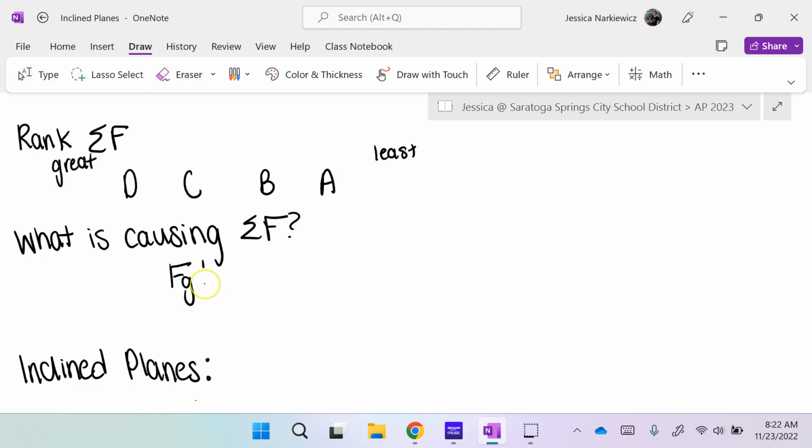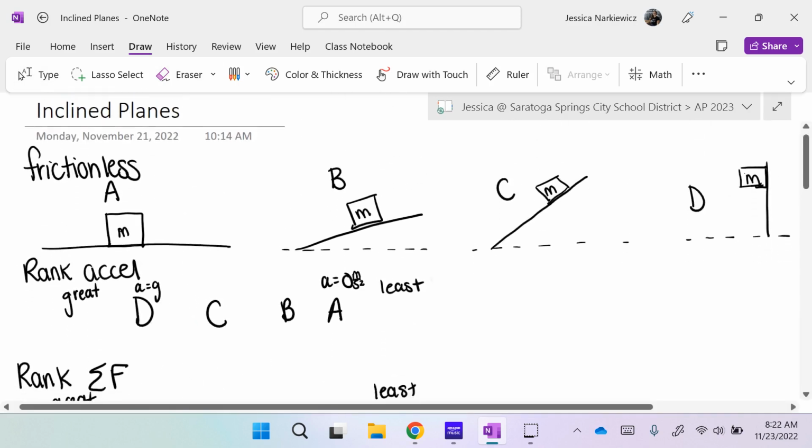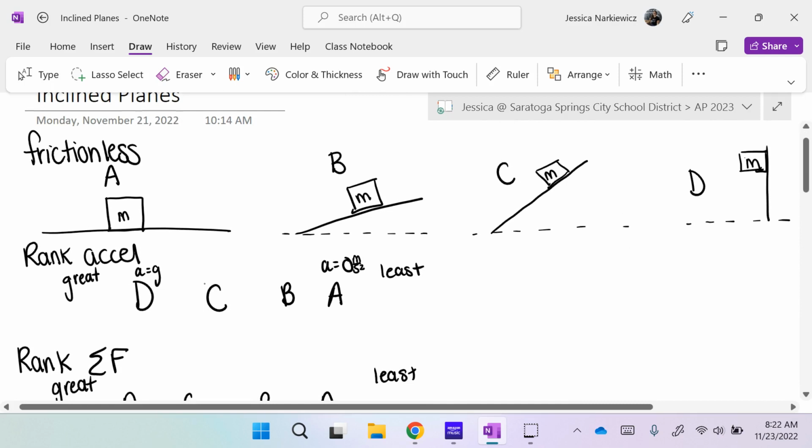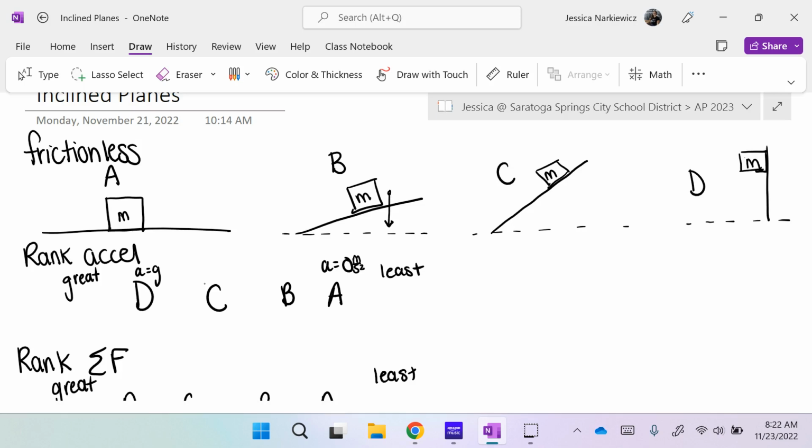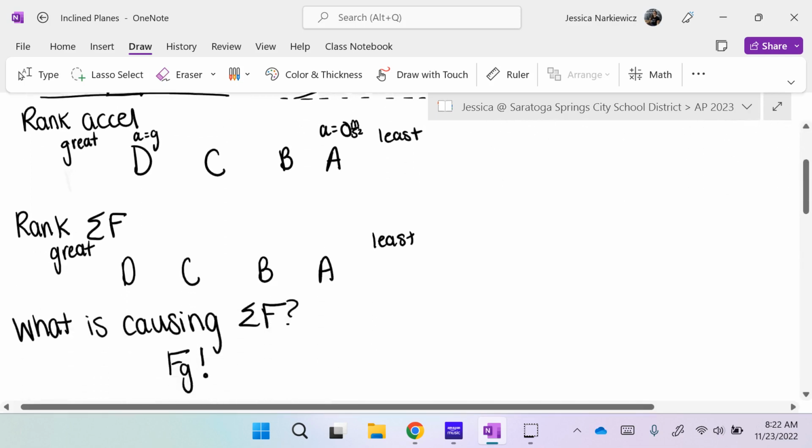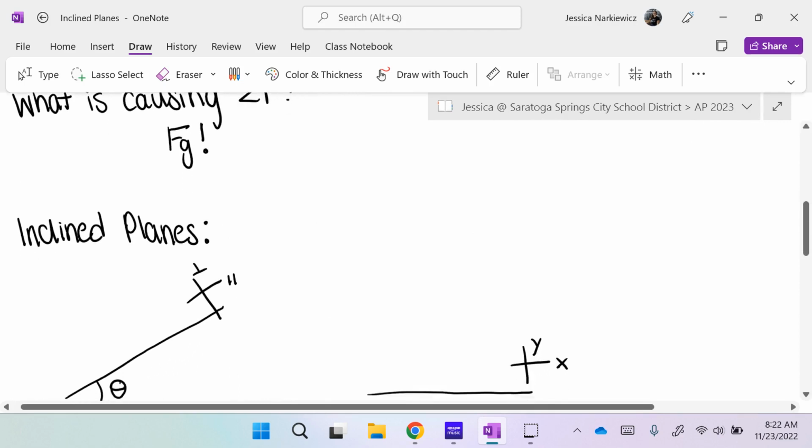Well, the force of gravity. Now, remember, the force of gravity is pulling straight down. So in B, only a little bit of gravity is going to pull us down the incline. In C, a little bit more of gravity pulls us down the incline. And then in D, gravity can put us right into free fall. So in all of these, it's the force of gravity that's causing us to accelerate down the incline or straight down. That's going to play a role when we get into inclined planes.